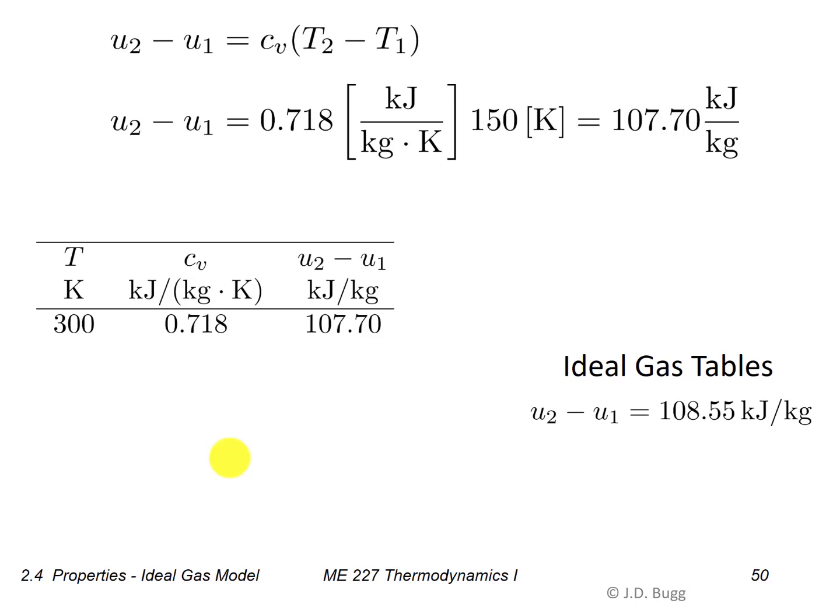0.718. So U2 minus U1 is CV times T2 minus T1, so here's our calculation, 0.718, that first entry in the table at 300 Kelvin, multiplied by our temperature change, which was 150, gives 107.7. So I've entered that in this table here. That's what we get for U2 minus U1 if we were to use this value of CV. Notice that the ideal gas table value that we got earlier was 108.55.